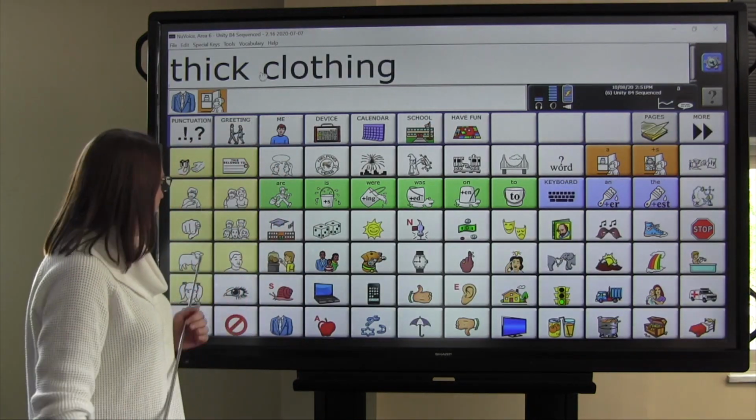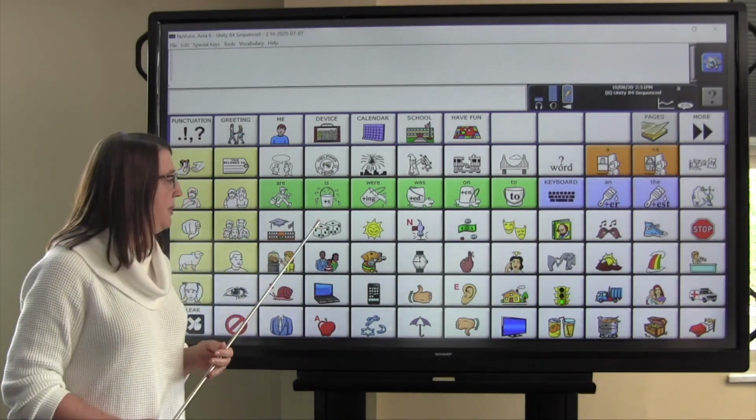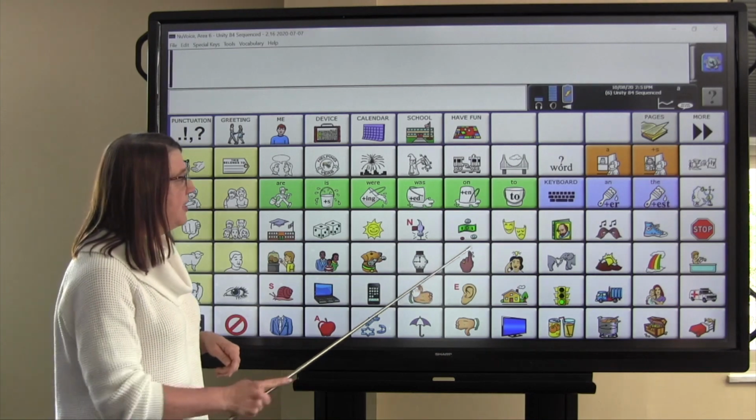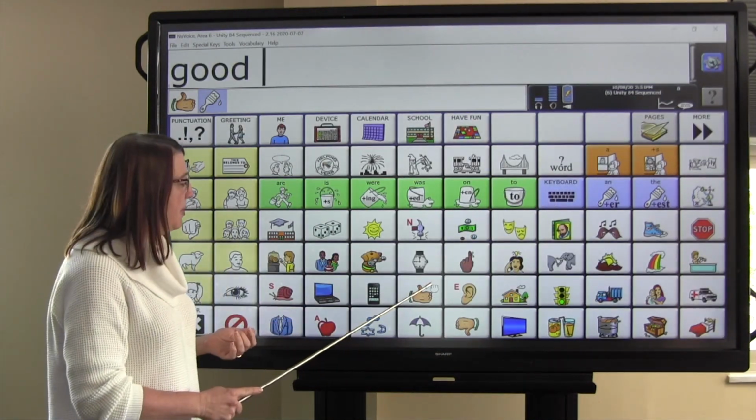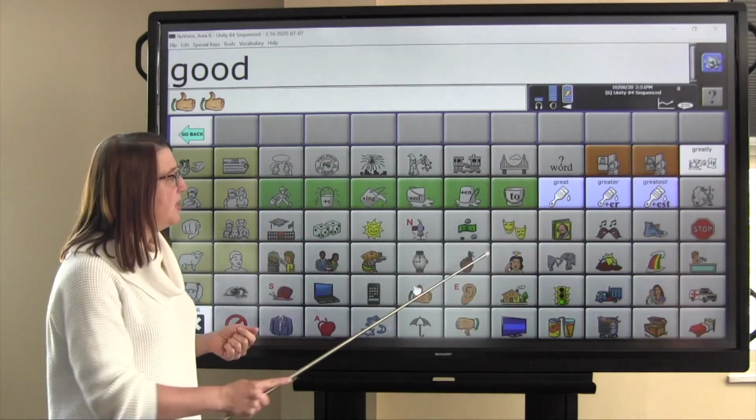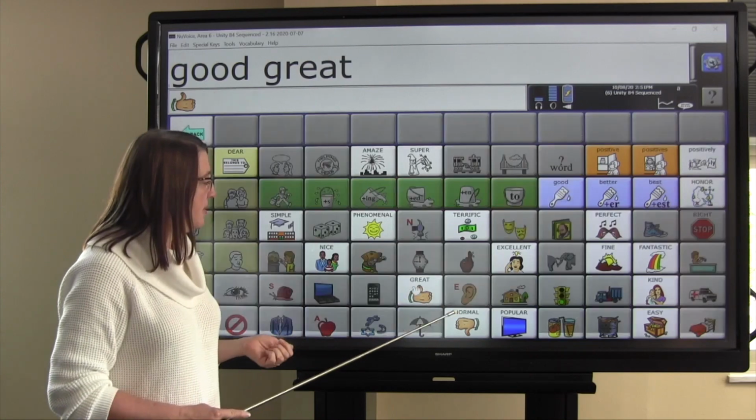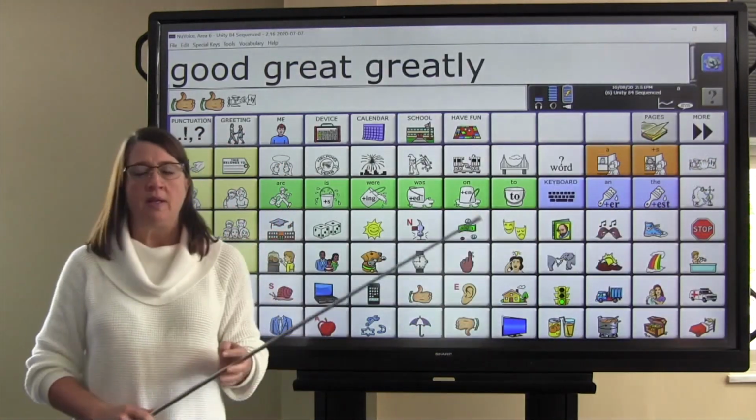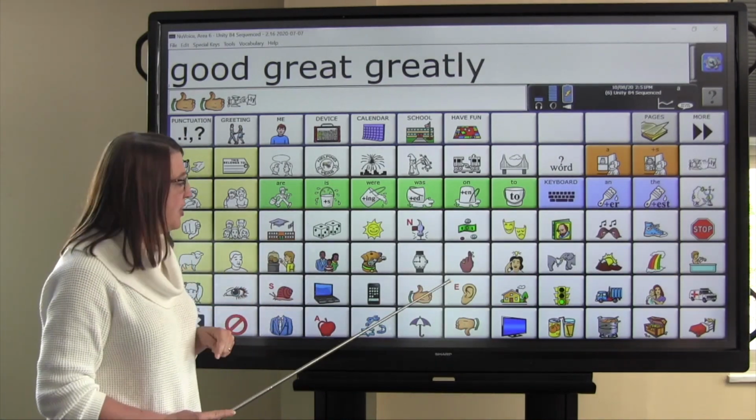And clothing is going to be our suit plus our noun key. Clothing. Thick clothing. Another icon family that we can take a look at would be the thumbs up for good. Thumbs up plus adjective gives us good, but thumbs up plus adjective gives us great. And thumbs up plus our adverb key gives us greatly.